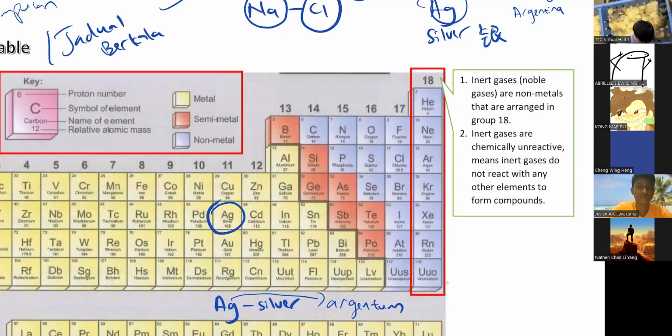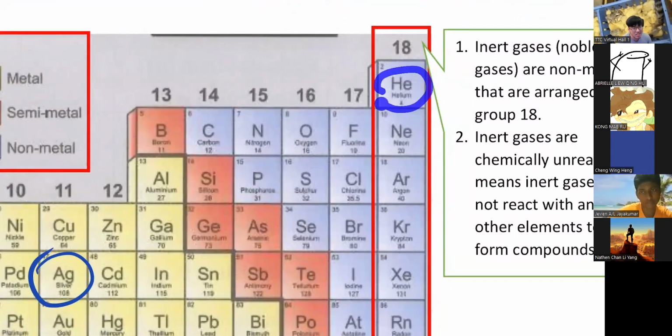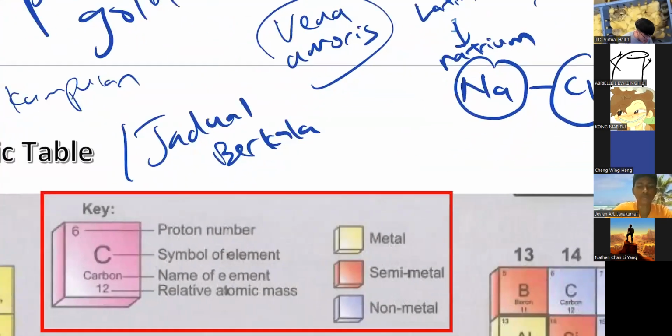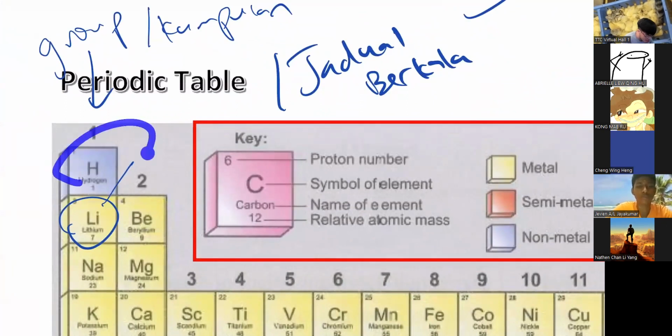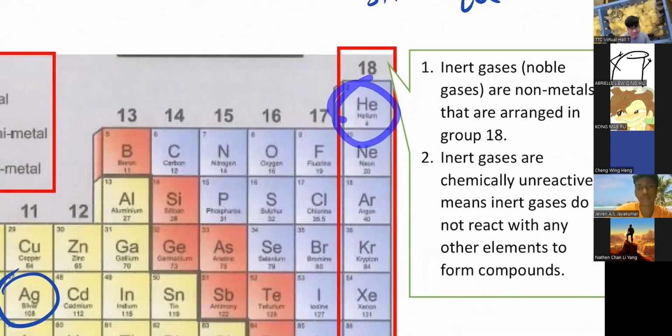Okay, anyway, so this is your noble gas. Let's look at what they are. You know what is He? He is helium, the gas you put in your balloon. They don't use hydrogen, guys. Hydrogen is very explosive, but they will use helium instead. Okay, Ne is neon.